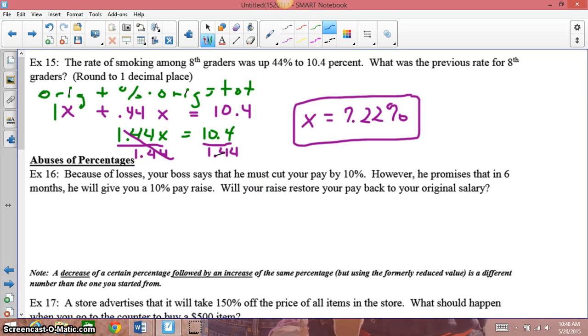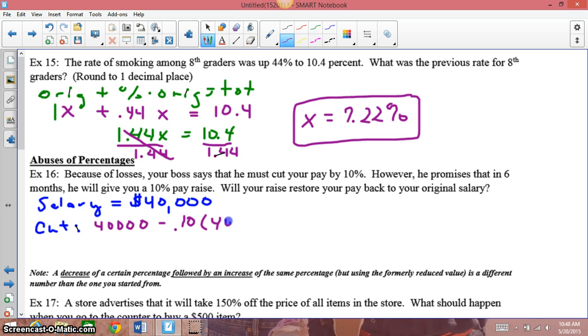Some of you might off the bat already know, hey, that's not going to work, but others of you might say, okay, I need some concrete numbers here to work with. In that case, just make an easy base salary for yourself. Let's just say our base salary was $40,000. Again, I'm just making that number up. So base salary is $40,000. Let's say we get the cut. If you're getting that pay cut, then you're taking that $40,000, subtracting 10% of $40,000.